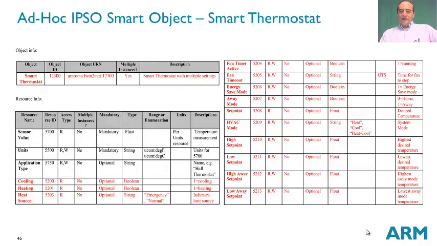Here's another example of the Nest thermostat represented as an IPSO smart object. It's a little more complex and has a few more resources in it, but you can see that you can represent objects of fairly arbitrary complexity by using the same two-level class hierarchy.